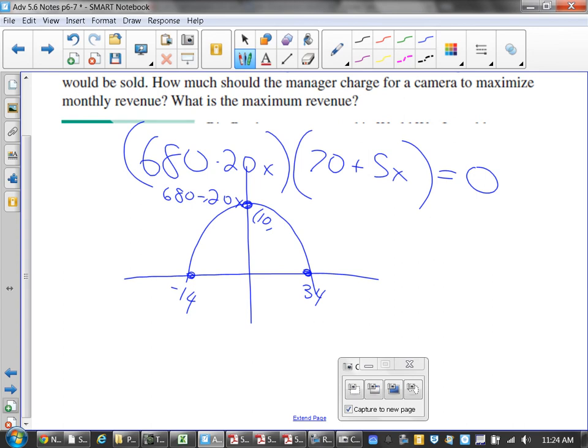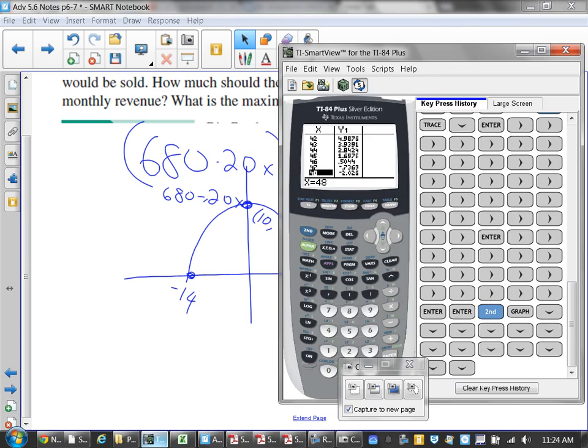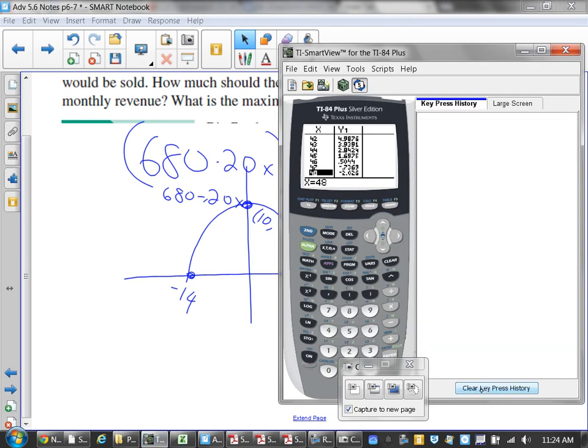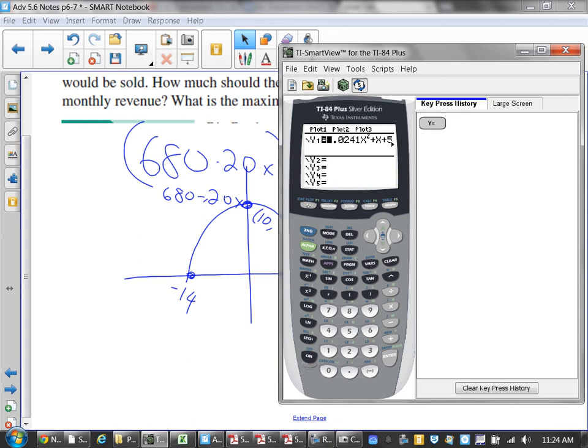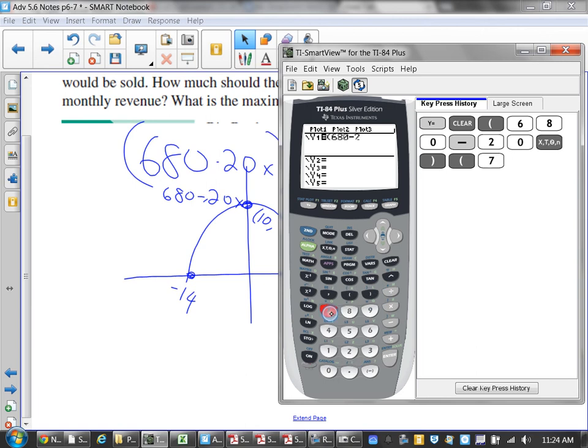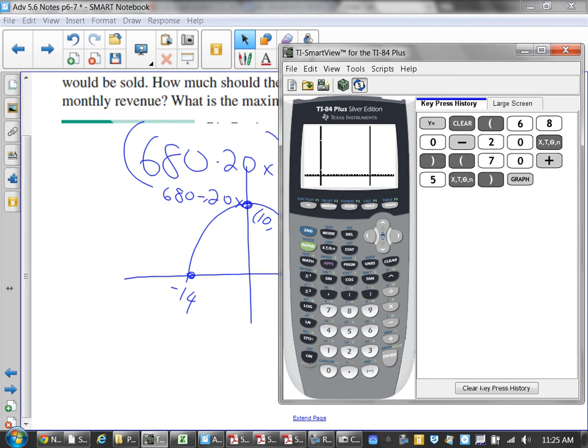Okay. Here's what you can do in your calculator along the same lines. I'm going to go to my y equals, I'm going to put this function in. Parentheses 680 minus 20x, and then 70 plus 5x. Now, when I look at the graph, remember, it's going to be all weird. I might see it, I might not see it. It just takes forever to go through to find windows.